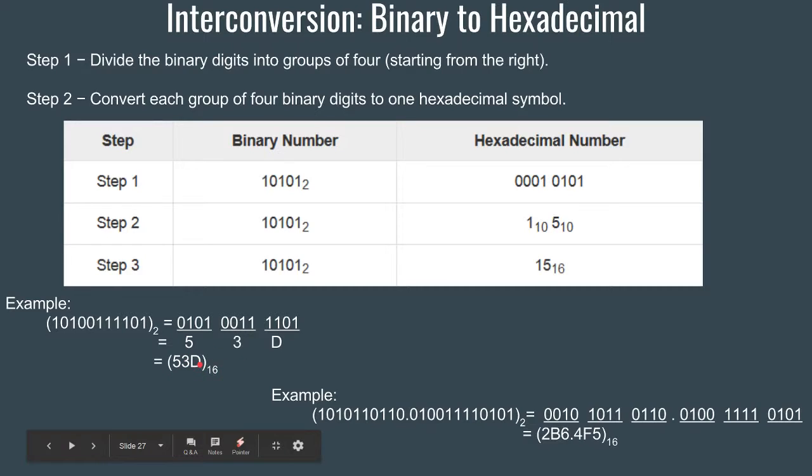Over here we have written this D because we had the binary group as 1101. Now this 1101 actually stands for D, unlike in this case. Over here we had two different groups. That's why we did not write it as F. So similarly we have proceeded in this example as well. You can take a look. We just make groups of 4. We put the decimal point at the right place and then convert it into its equivalent hexadecimal form.